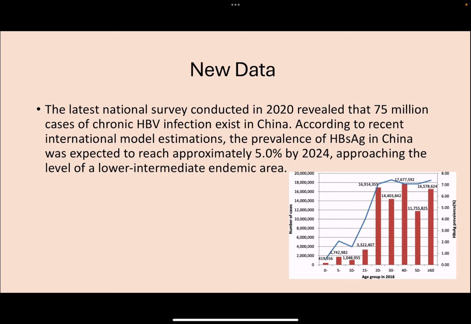New data. The latest national survey conducted in 2020 revealed that 75 million cases of chronic HBV infection exist in China. According to recent international model estimations, the prevalence of HBsAg in China was expected to reach approximately 5% by 2024, approaching the level of a lower intermediate endemic area. In the diagram shown, it shows the number of cases in the age groups of hepatitis B. This was in 2018.